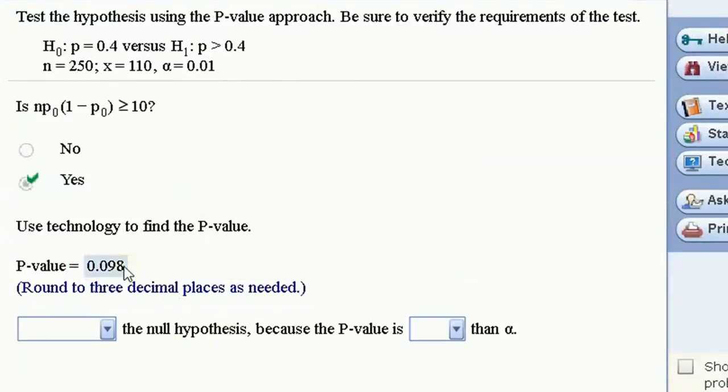Now, is that p-value less than my alpha level? Nope, it is not. We fail to reject. We do not reject the null hypothesis because the p-value is greater than alpha. That's how we make our conclusion for using the p-value approach.